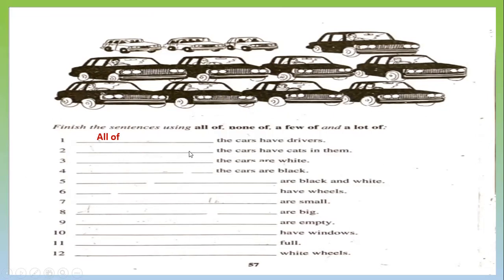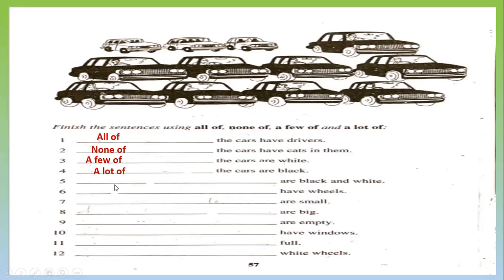Then the cars have cats in them. Can you see any cat? No. So we write none of the cars have cats in them. Dash the cars are white. Black's more, few. So we write here a few of the cars are white. The cars are black. A lot of the cars are black. Dash are black and white.